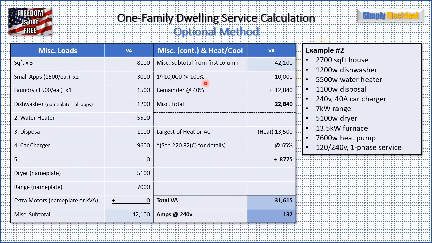Okay, square footage is 2,700 times 3, 8,100 VA. Add in our 2 small appliance circuits, add in our 1 laundry circuit. We have a dishwasher, a water heater, disposal, and now we have a car charger. 240 volt, 40 amp car charger, just multiply it out, we come up with 9,600 VA. Dryer is 5,100, range is 7,000. We add them all together, we get 42,100 VA for our subtotal.